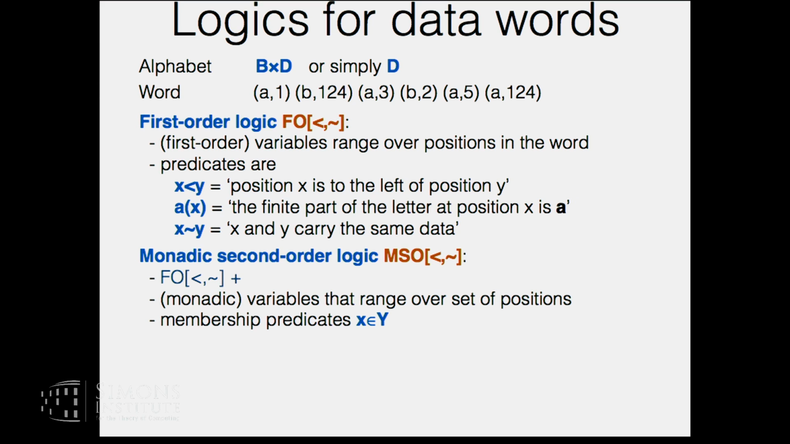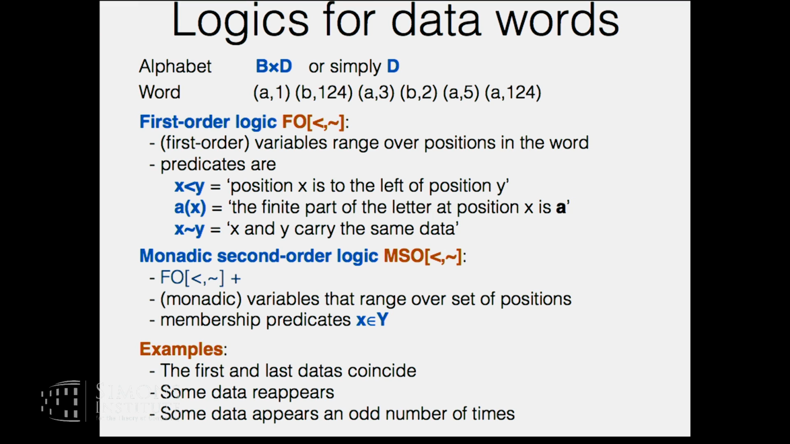And the monadic second order version of it is exactly the same. You take this logic and you add monadic second order quantifiers and variables to it. So for instance, the first and last data values are the same in my word. Well, very easy. I say for all x and y such that x looks like the first element and y looks like the last element, x is equivalent to y. Some data reappears: there is x different from y such that x is equivalent to y. Some data appears an odd number of times: then you would use some monadic second order quantifiers to do that.